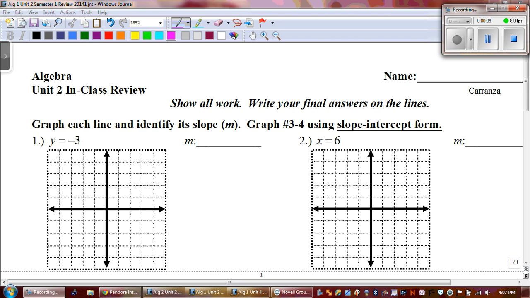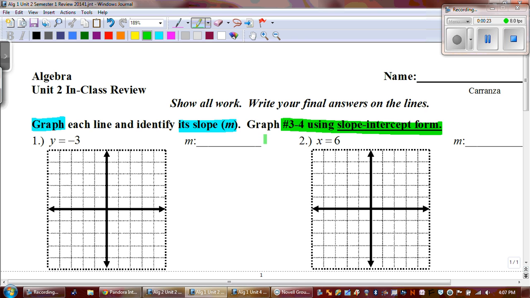Remember to show all your work and to write your final answers on the line. Okay, looking at the directions, it says to graph each line and identify its slope. Graph number 3 and 4 using slope-intercept form, which tells me number 3 and 4 are a little different than 1 and 2.